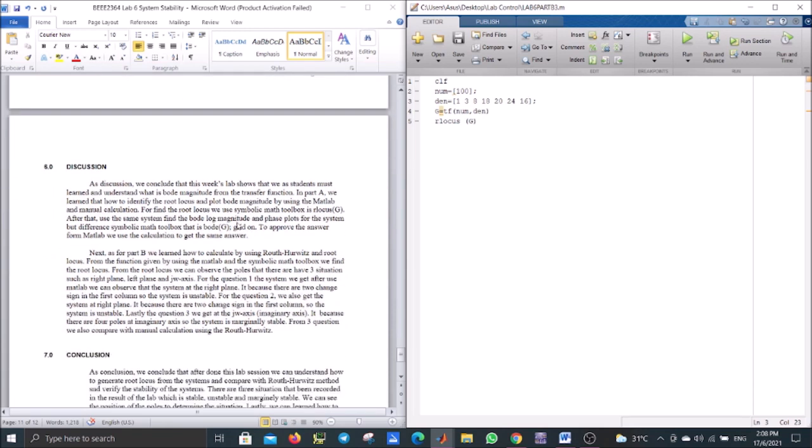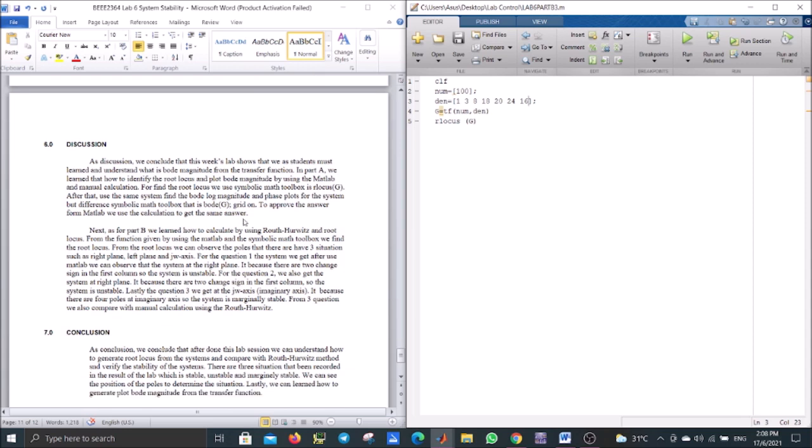So as discussion, we conclude that this week's lab shows that we as students must learn and understand how to plot magnitude from the transfer function. In part A, we learn how to identify the root locus and plot Bode magnitude by using MATLAB and manual calculation. And as for part B, we learn how to calculate by using Routh-Hurwitz and root locus from the function given by using MATLAB. And the symbolic method, we find the root locus.